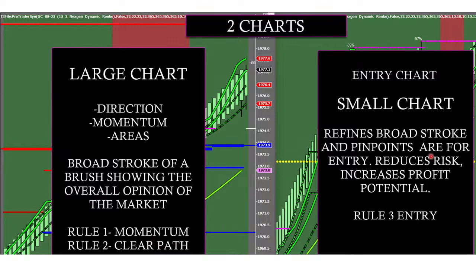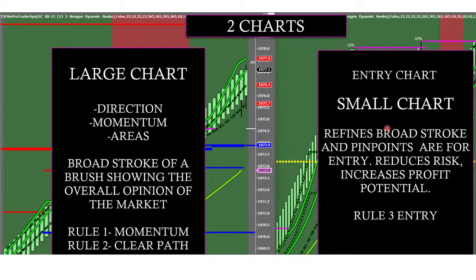And then we go to a refinement chart. We go to a smaller, faster chart. And this one bar that defines direction, momentum, and areas, guys, we're going to do an x-ray of it with the smaller, faster chart. That one bar on the large chart gets broken down into approximately 15 to 30 bars from the very top of the most current bar to where eventually should become the very bottom of the most current bar. And you're going to use this for entry.